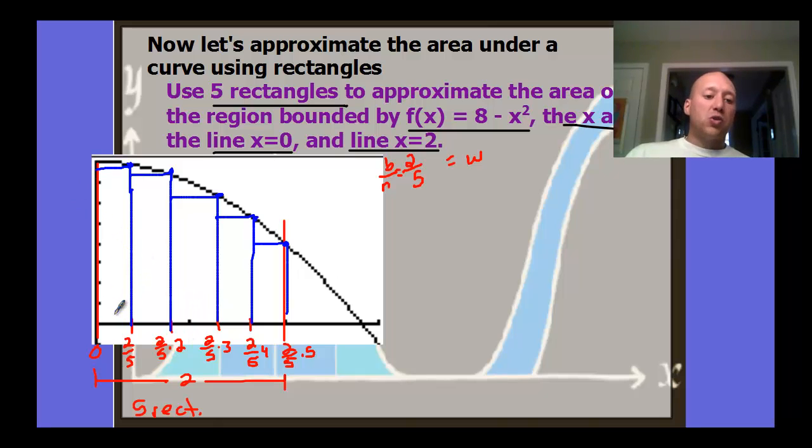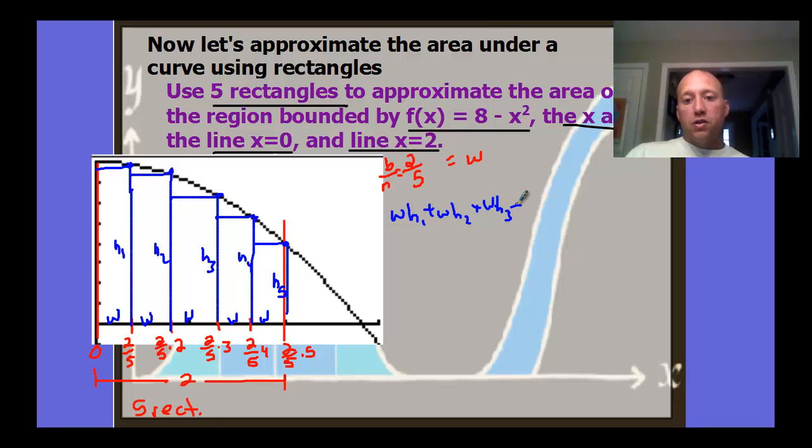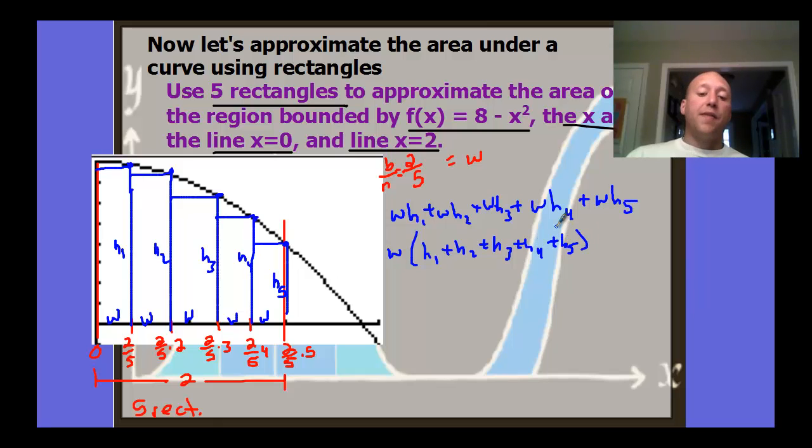So to find the area of each of these rectangles, it's our width times our height 1. Then our width times our height 2. And our width times our height 3. And that continues for all of these rectangles, for our 5 rectangles. So it's really like our width times h1 plus our width times h2 plus our width times h3, and so on. There's a faster way of doing this. Instead of writing like this, I can pull out the width and say it's our width times our height 1 plus our height 2 plus our height 3 plus our height 4 plus our height 5. And that's what we're going to do in this problem.